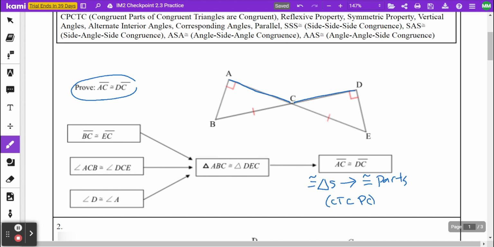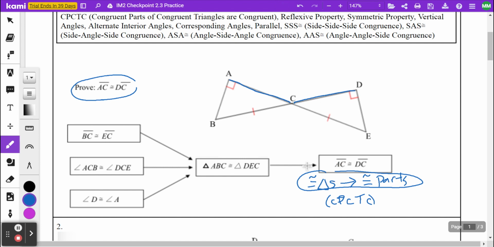Okay, so in order to use CPCTC, and that should have been CPCTC, but you can say this if it makes more sense to you, we need to prove that the triangles are congruent, and that's what this first part of the proof is doing for us. We have a congruence statement: triangle ABC is congruent to triangle DEC. Let's see how we know.